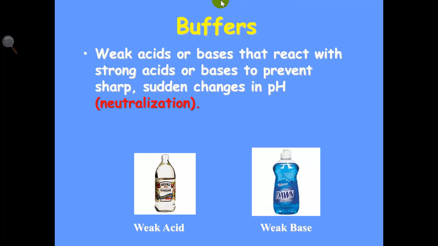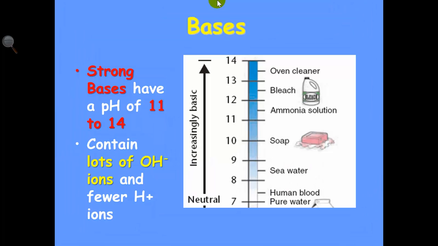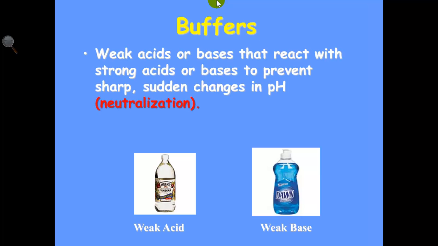And what a buffer does is, a buffer is a weak acid or a base that reacts with strong acids or strong bases to prevent sharp, sudden changes in pH. So basically it neutralizes it, meaning on that scale, it brings it closer to neutral. If I go back to this scale, remember 7 down there where pure water is, that's neutral. So if the chlorine is burning your eyes and it's up at 11, you would put a buffer in to bring it closer back down to 7. Okay? That's called neutralization, when you take a strong acid or a base and bring it closer to neutral.